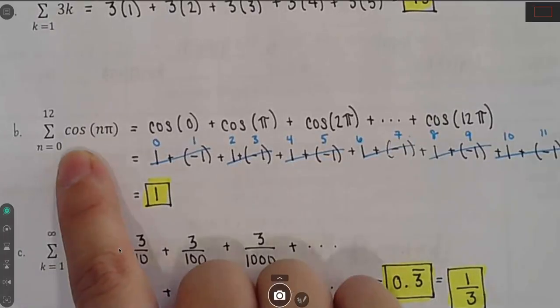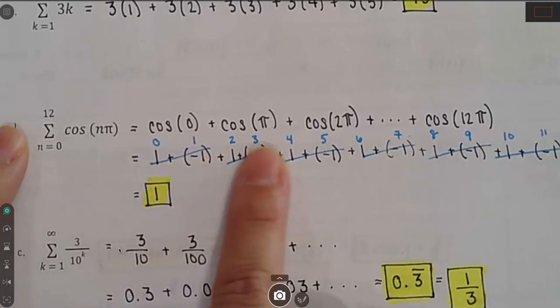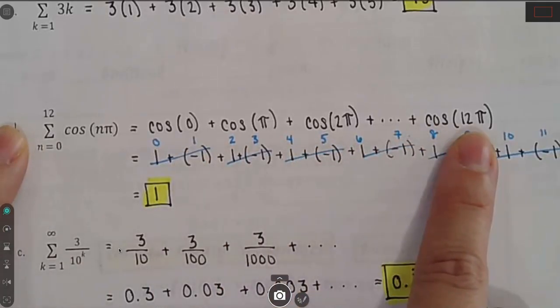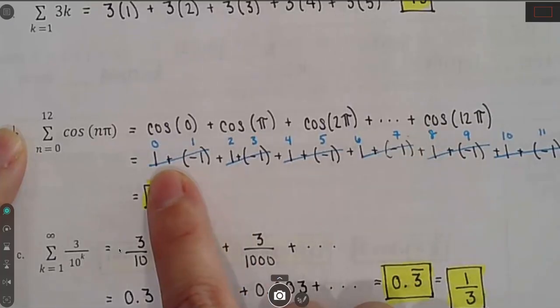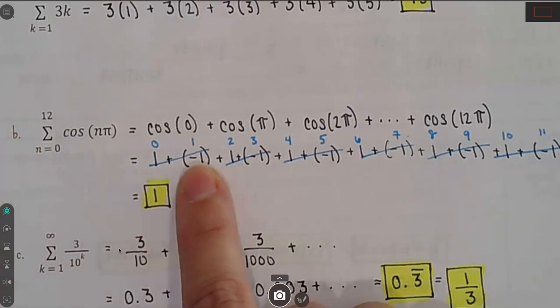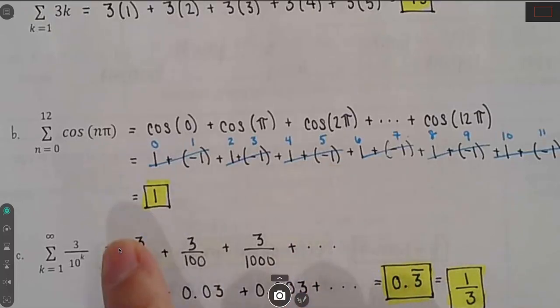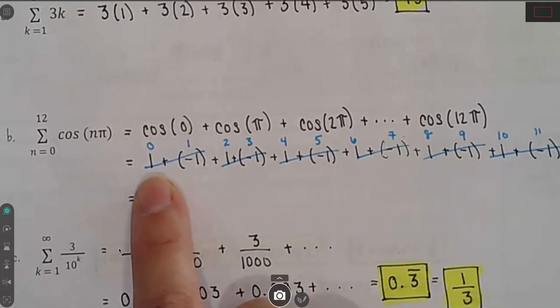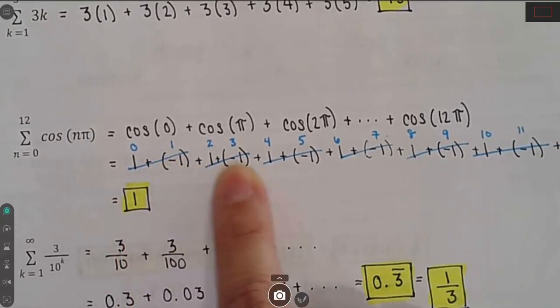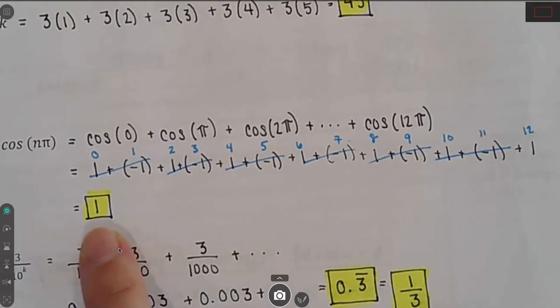Down here, we've got 0 to 12, cosine of n pi. So if we plug in 0, we get 0, then pi, 2 pi, all the way up to 12 pi. Okay? Cosine of 0 is 1, cosine of pi is negative 1, then 1, then negative 1, then 1, then negative 1. It kind of repeats. So we've got from 0 all the way to 12. I didn't label this one. Hold on. Here we go. Most of them cancel out, and we're left with 1.